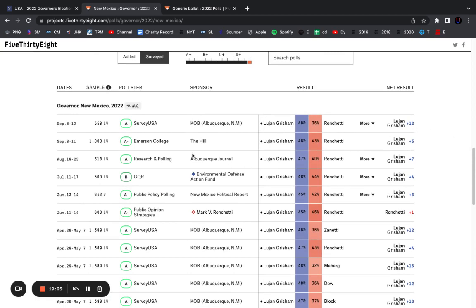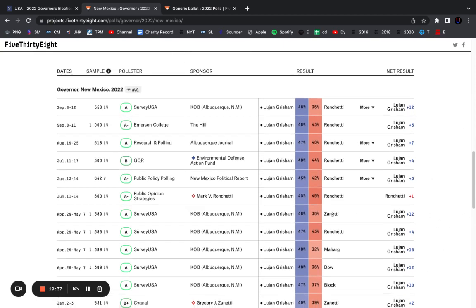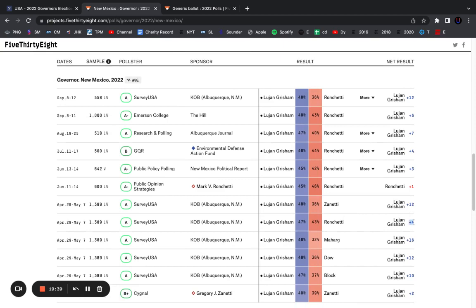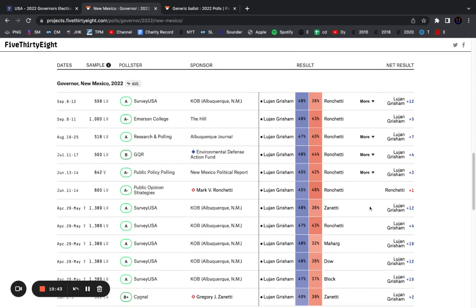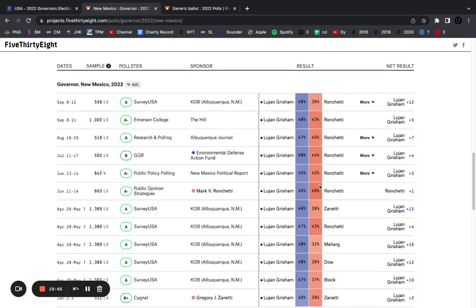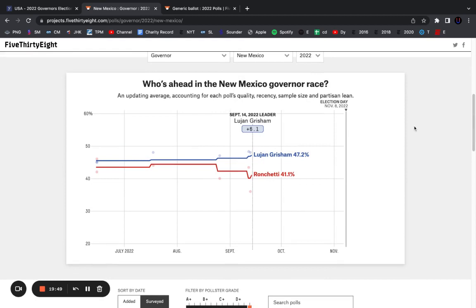He's down by 5 in Emerson, which has not really been good this year, but it's worth noting. Down 7 in Albuquerque Journal, down 4 in this Democratic-leaning poll, which is interesting. That's close to all these other polls. Down 3 in PPP, and in Survey USA he's down by 4, like all these different polls. So the only poll he's actually leading is his own internal, but he's only up by 1. The crosstabs of the polls have also been really good for Lujan Grisham.